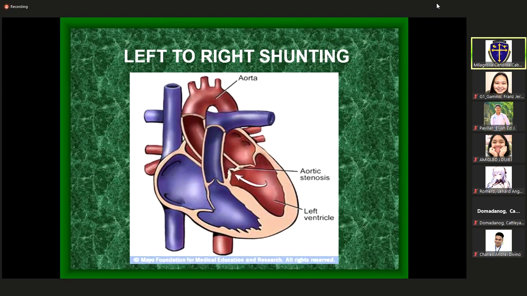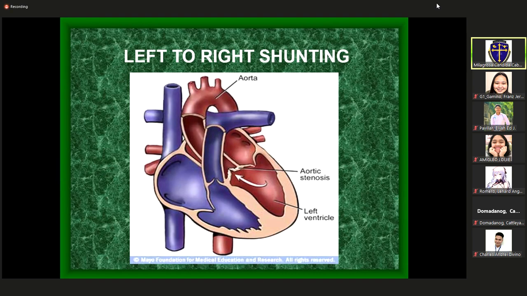So, ang causes ng left to right shunting can be ventricular septal defect, no? It can also be patent ductus arteriosus. It can also be your atrial septal defect or your atrioventricular septal defect. Okay. So, itong left to right shunting, hindi pa po tayo mabalaka, kasi left to right man siya. It won't affect whether your blood gets oxygen or not.